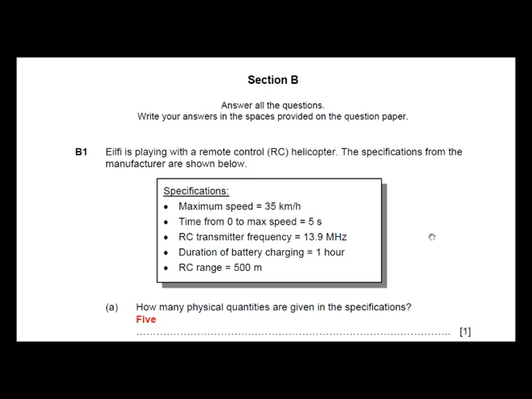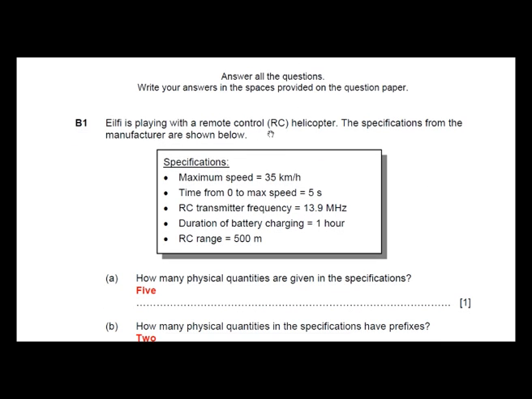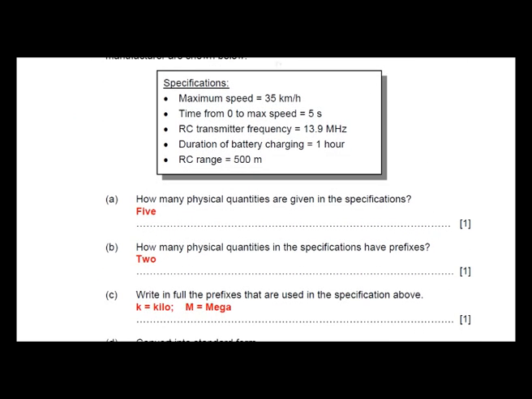Okay, this is section B, B1. Ivy is playing with a remote control, short form called the RC helicopter, and the specifications from the manufacturer are shown below. The first part asks how many physical quantities are given in the specifications.